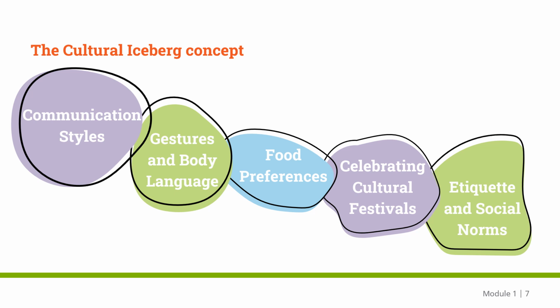In the cultural iceberg concept, for instance, communication styles matter: understanding cultural differences in communication styles is crucial in environments like kitchens, where teamwork is essential. Some cultures may value assertiveness, while others prioritize harmony and indirect communication. Also, gestures and body language, like nonverbal cues, vary widely across cultures. In customer-facing roles, awareness of gestures that might be offensive in certain cultures ensures a welcoming atmosphere.